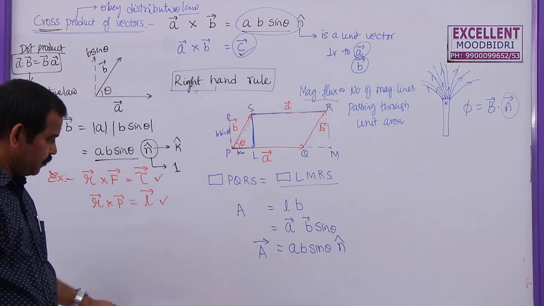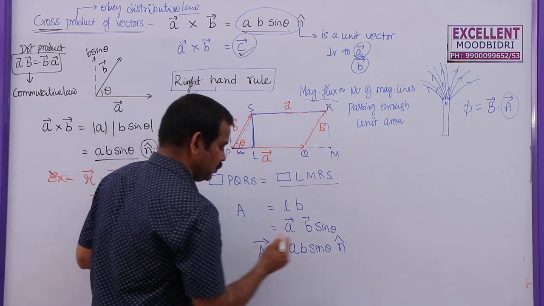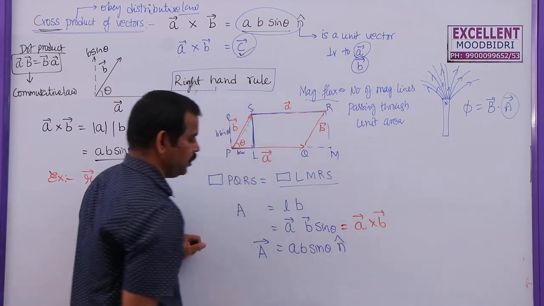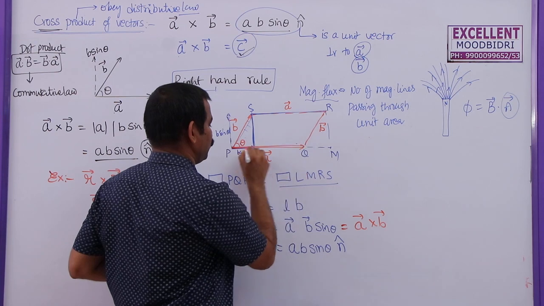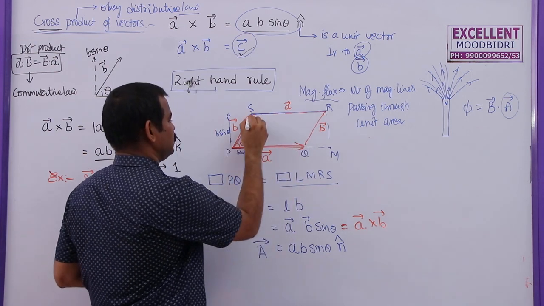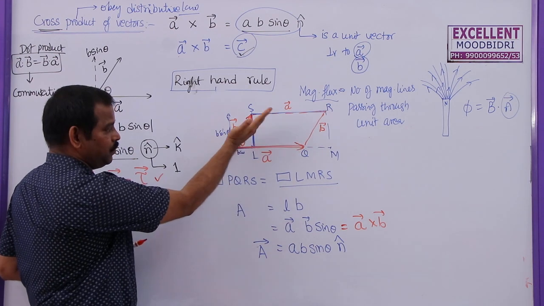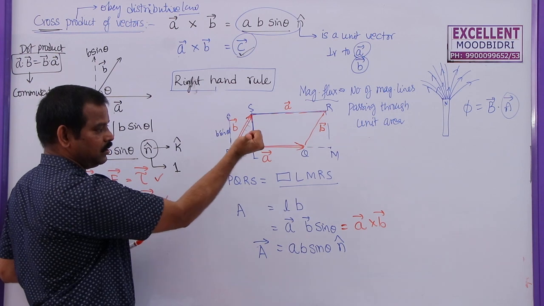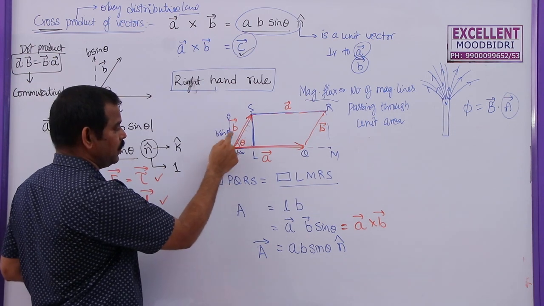What is this n cap value? Actually, this is nothing but A bar cross B bar only. The first vector that you are showing here is A bar, this is B bar. If you multiply A, this is the palm, with B, if you curl fingers like this, then you will get C bar. You may have doubt, sir, you are not multiplying with B, you are multiplying with B sin theta.